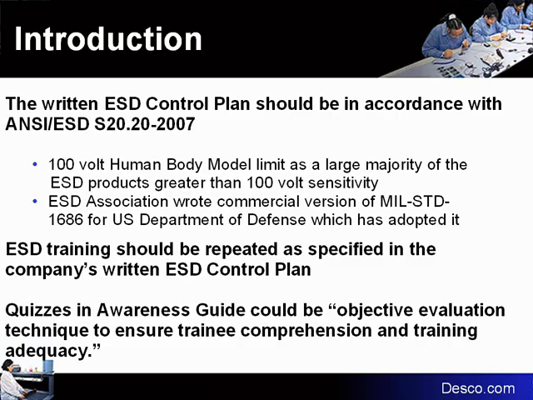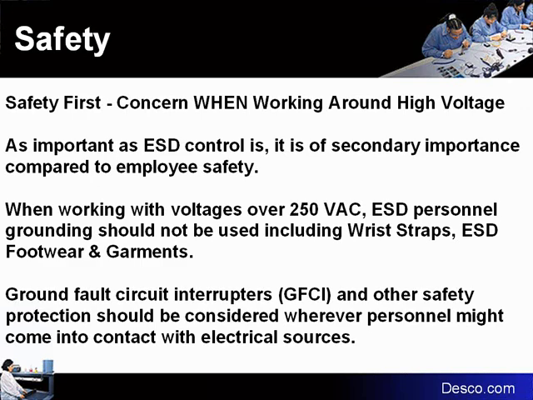The ESD control plan is designed around what is referred to as the 100-volt human body model limit, which was selected by the ANSI S20.20 as a baseline for susceptibility, as the threshold for the large majority of ESD products on the market have sensitivities greater than 100 volts. This gives a baseline of protection in excess of what typically would be required in electronic facilities today.